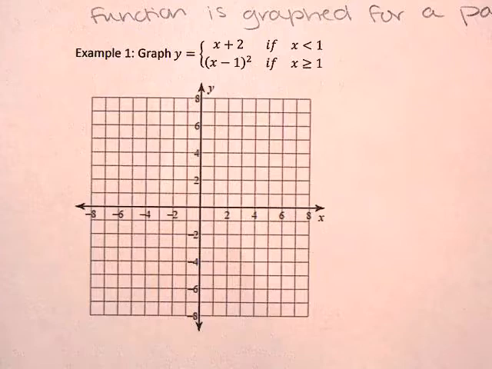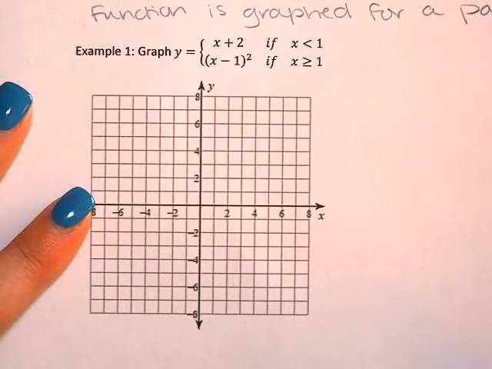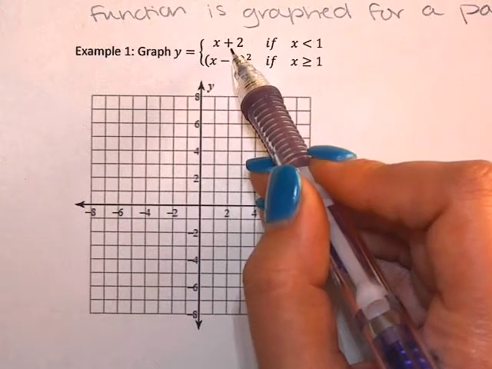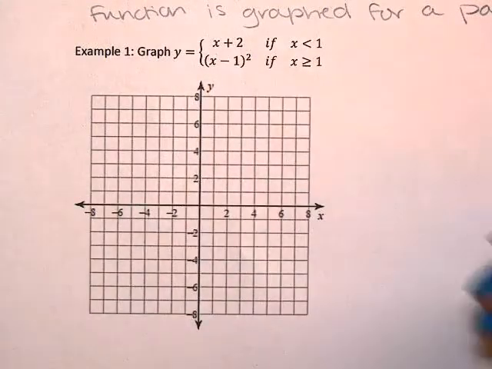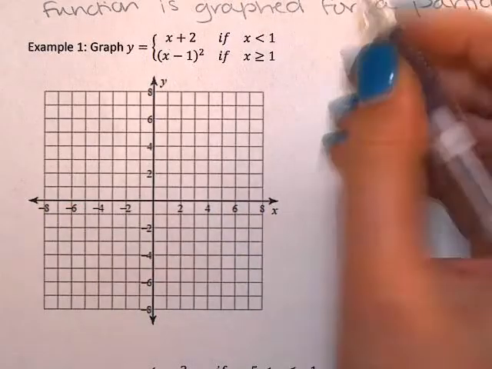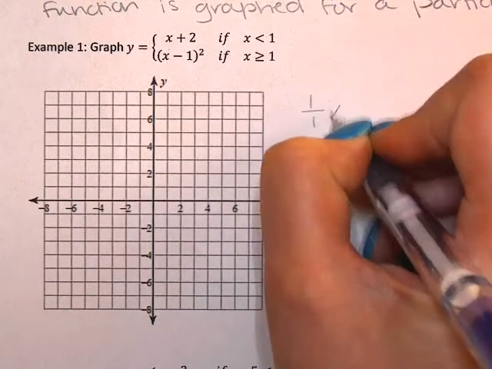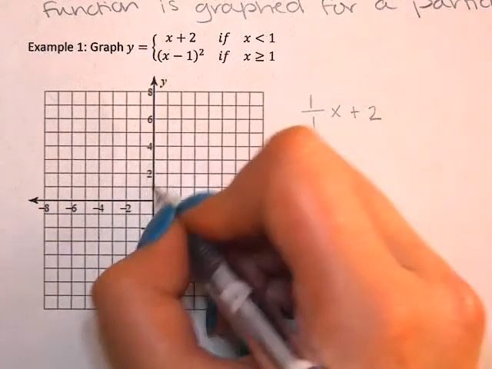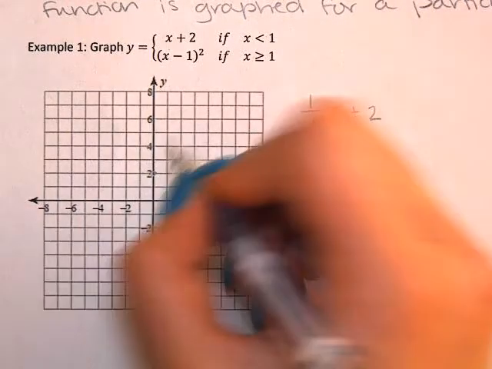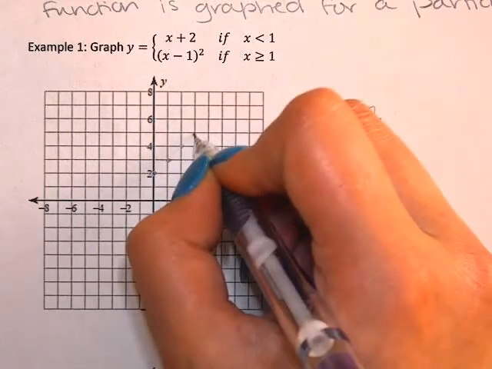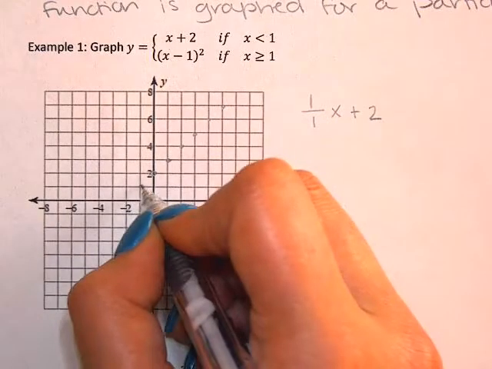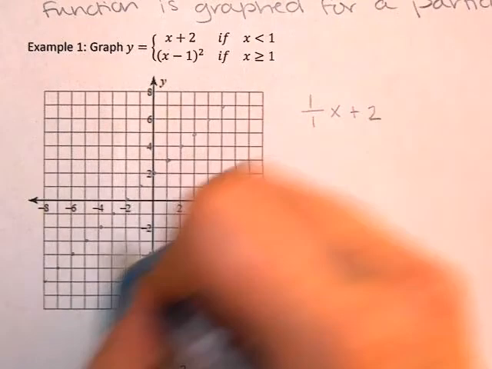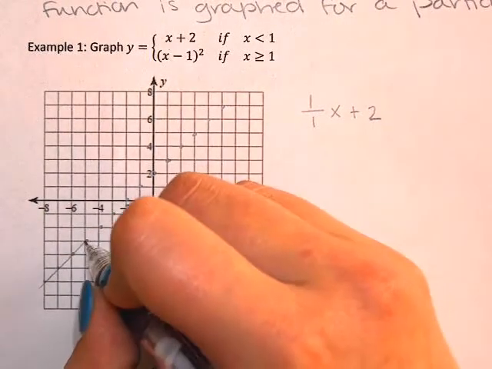So when we graph these, we're going to use pencil. So if you have a pen in your hand, you need to switch to pencil. And we're going to go ahead and start by graphing the linear portion first. So it says x plus 2. And if you forgot, that's y equals mx plus b. So that would be 1 over 1 x plus 2. And so that means we have a y-intercept of 2 and a slope of up 1, right 1, up 1, right 1, up 1, right 1. And I'm going to go ahead and very lightly draw that line.